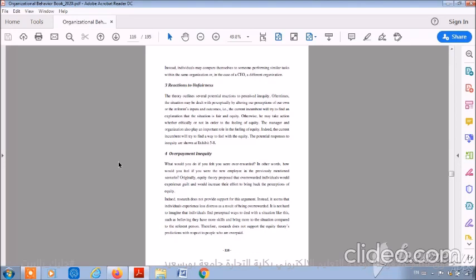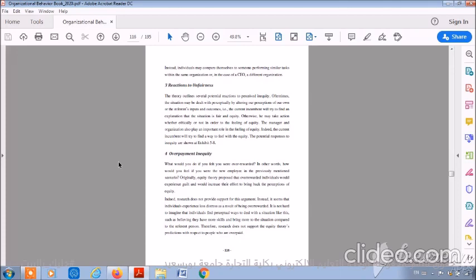Instead, it seems that individuals experience less distress as a result of being over-rewarded. It is not hard to imagine that individuals find perceptual ways to deal with a situation like this, such as believing they have more skills and bring more to the situation compared to the referent person. سهل إن الأشخاص يخلقوا لنفسهم تصور إن هم skilled، إن هم educated، متعلمين كويس، إن هم مهاراتهم أفضل، إن هم أحسن من غيرهم، وبالتالي بيشعروا بالرضا عن نفسهم أو بالإيكويتي إن هم over-rewarded، إن هم بياخدوا أكتر من غيرهم.